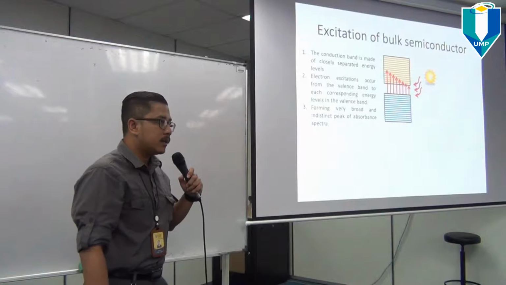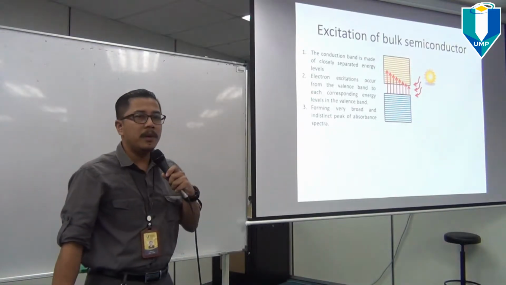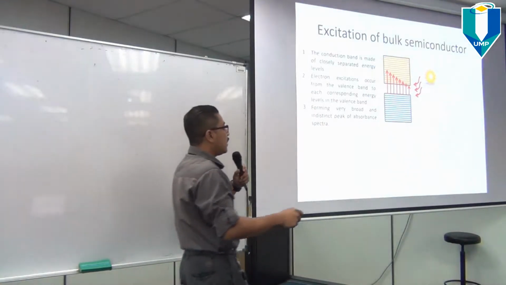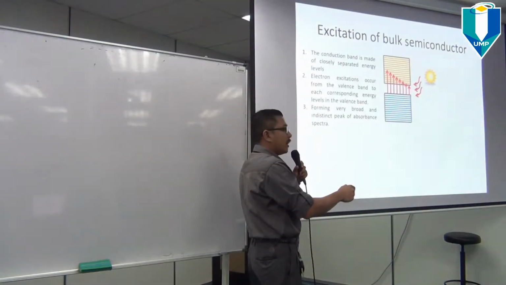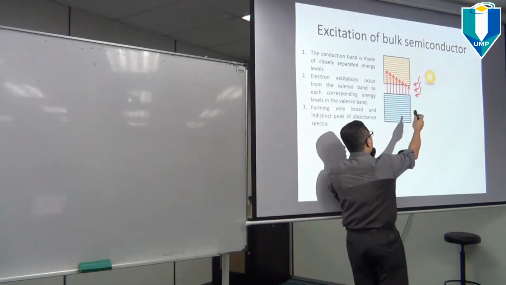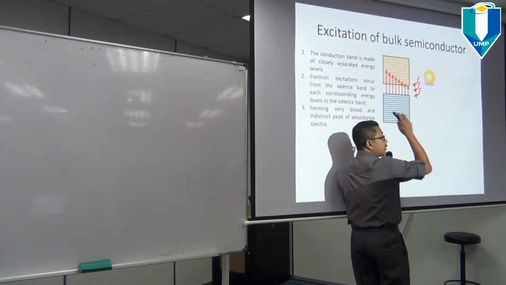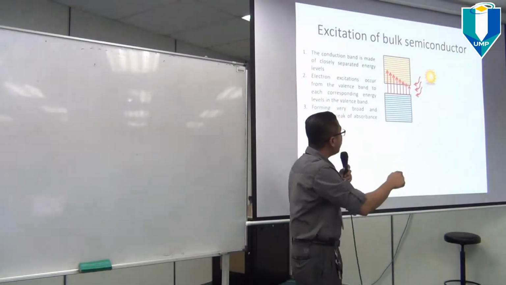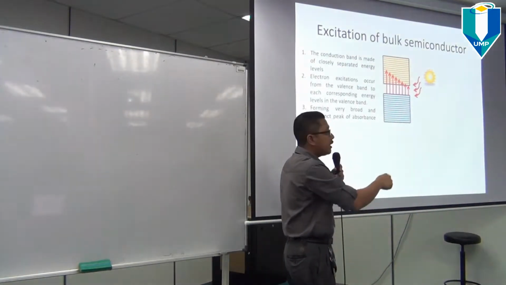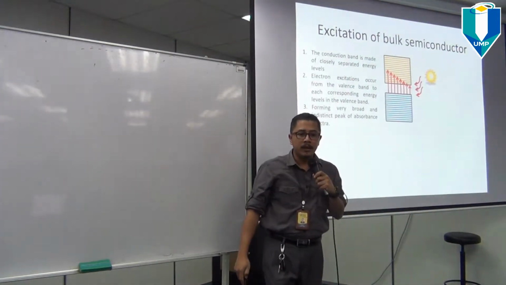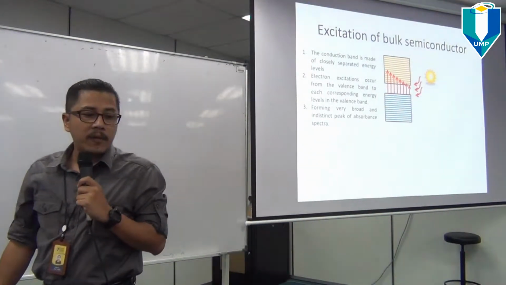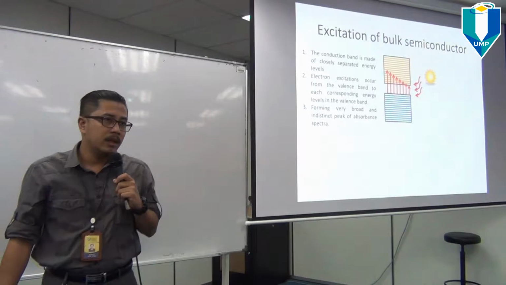Now, this excitation will be detected. The light that is absorbed in excitation number 1 is different from the second excitation, third, fourth, fifth, and so on. Different light will be absorbed depending on how high the electron is excited. So this will form a very broad and indistinct peak in the absorbance spectrum.